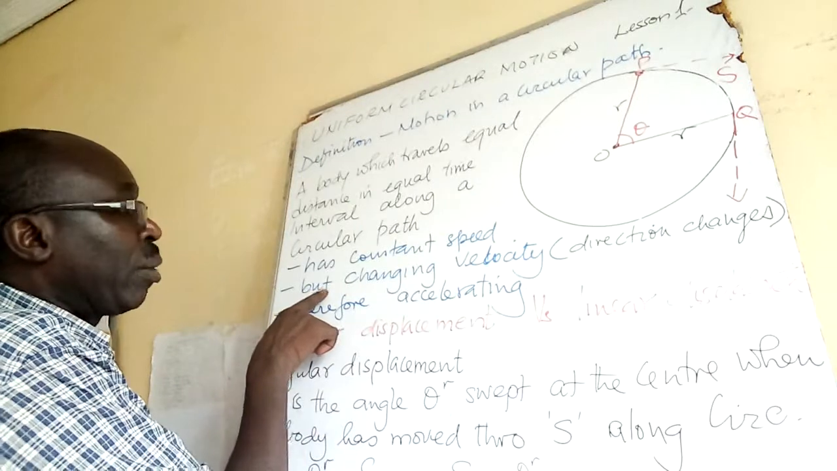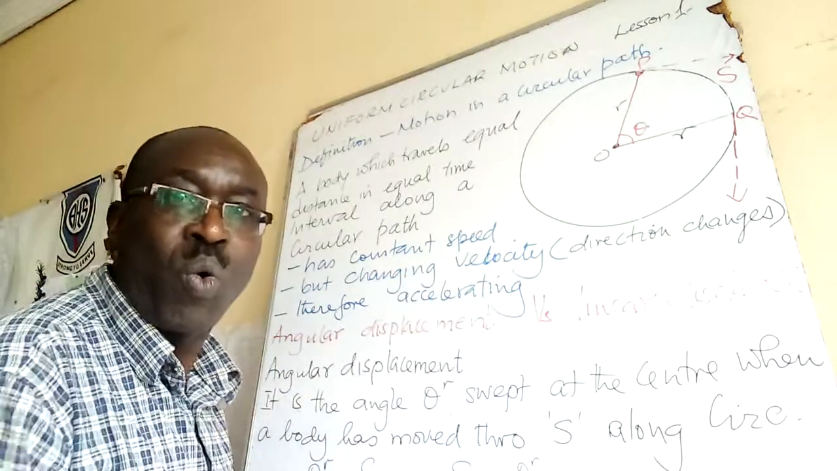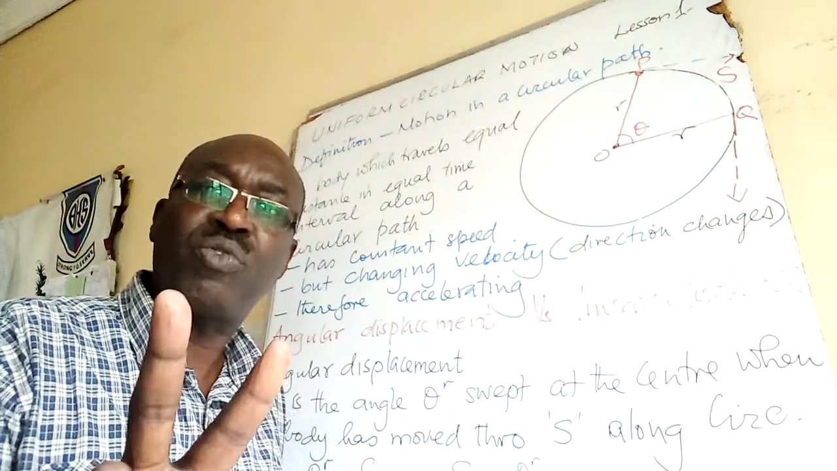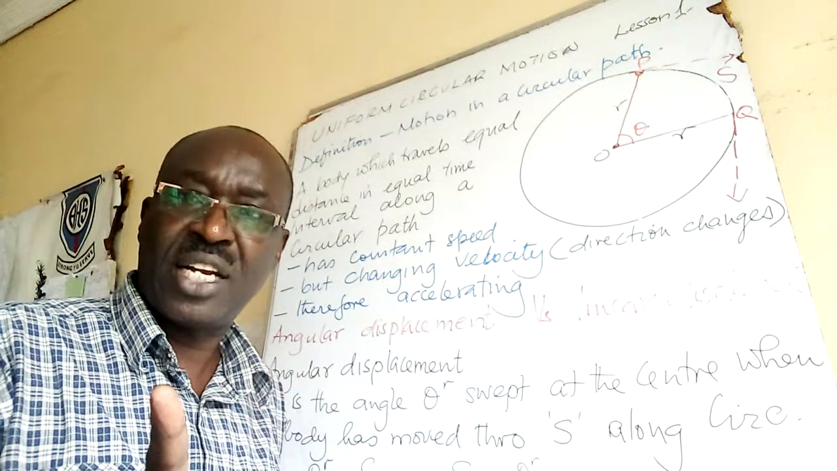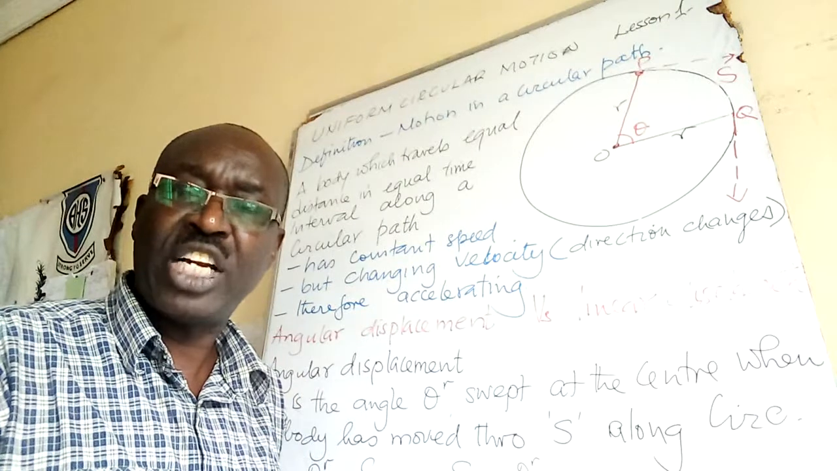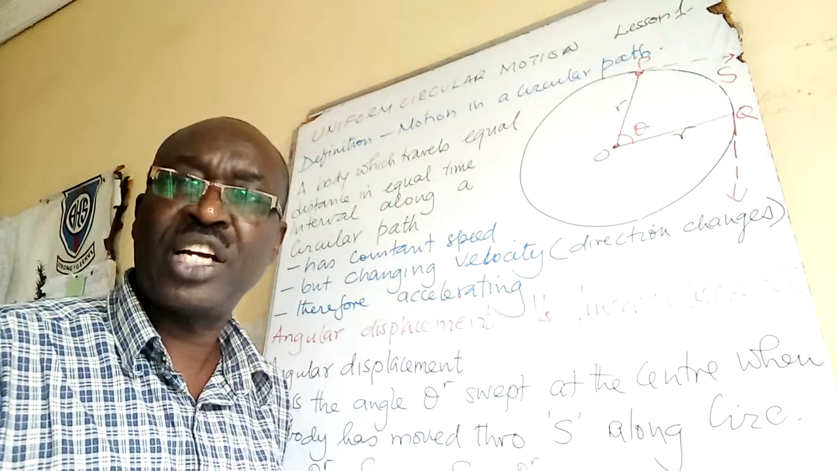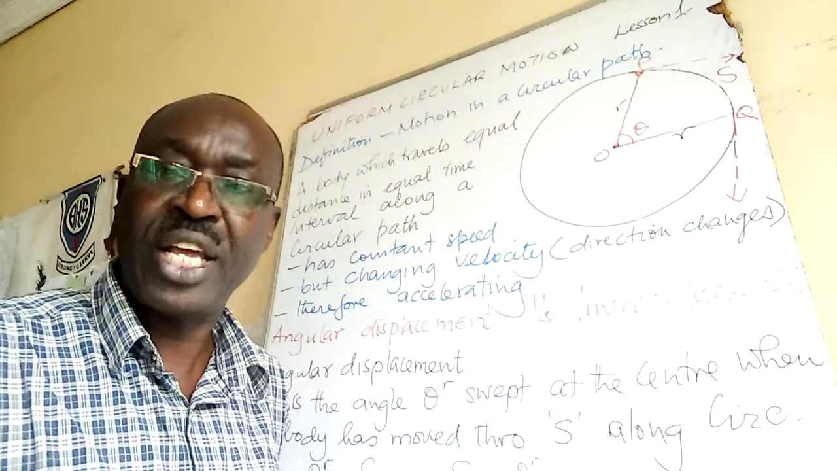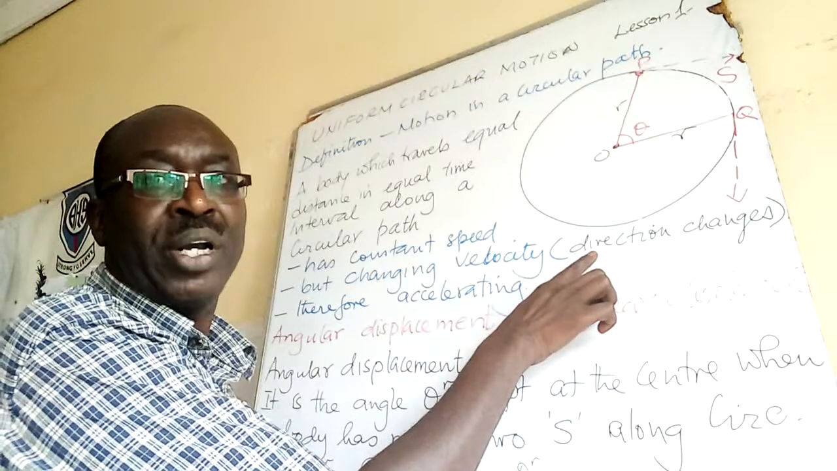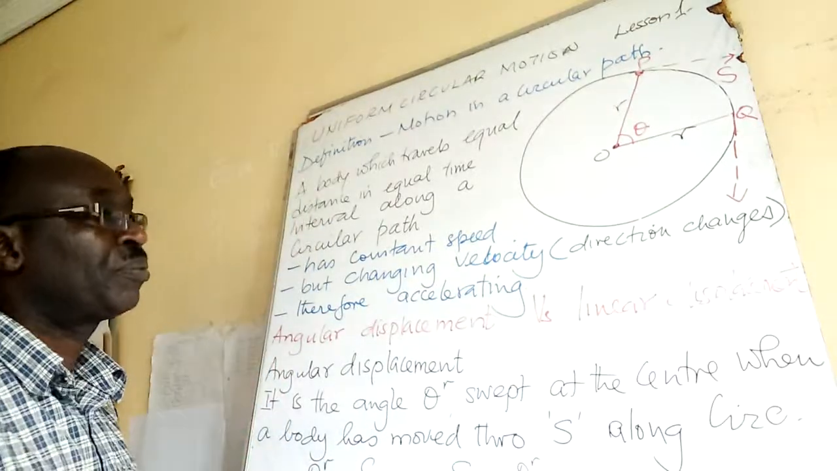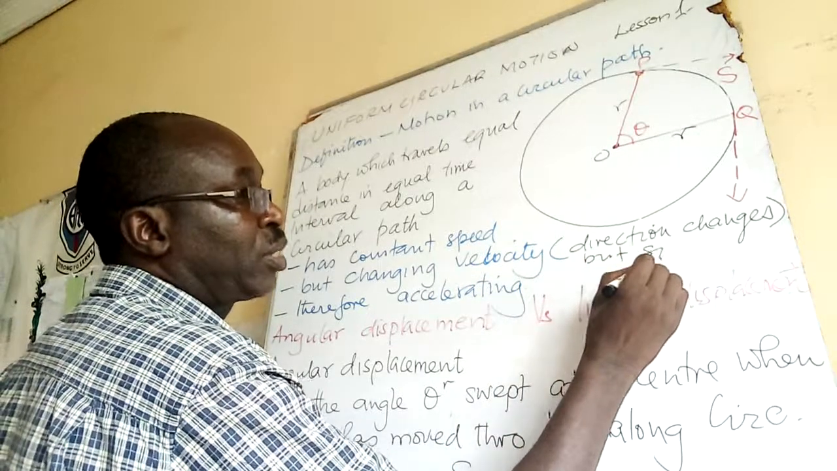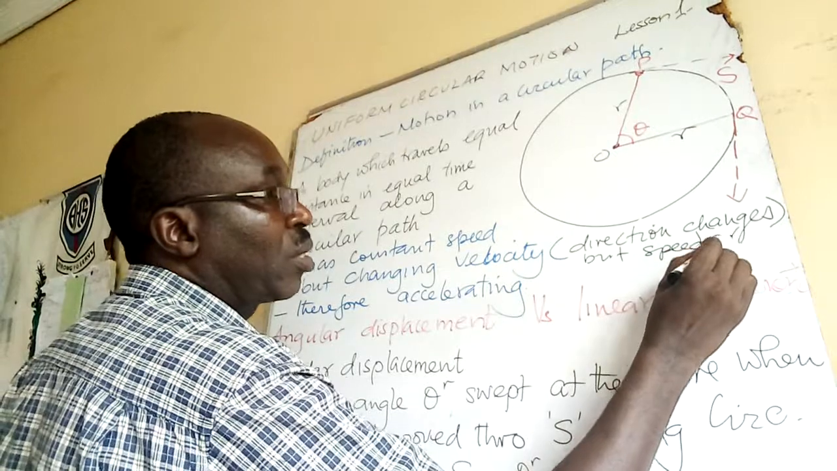So what do we say? But there is changing velocity. Why? Because velocity is made up of two things, size and direction. The size is still 5, but the direction at P is different from the direction at Q. So we say there is change in velocity. The bigger quantity here is direction changes, but speed is constant.